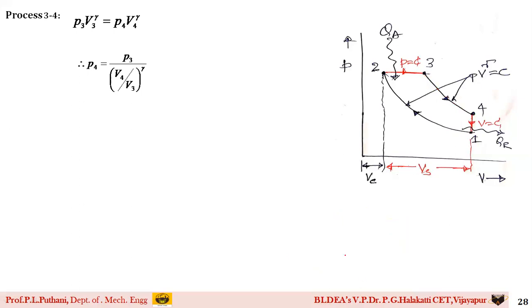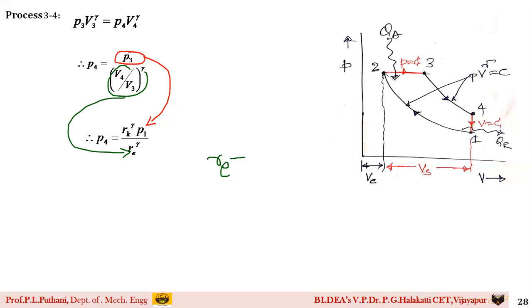If you observe here carefully, I have written this as V4 by V3, but you can see here I have replaced it in this form. The value of P3 we have already determined in the previous equation, and I have written it as RK raised to gamma into P1. And V4 by V3 is nothing but the expansion ratio, which I have just written as RE raised to gamma. Now how can I write this RE? Just now I said I can write it as RE is equal to RK by RC. Now I will write it in this form.